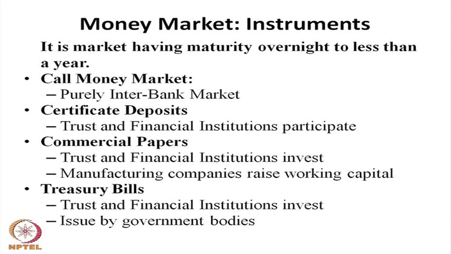So the money market instruments are: the call money market, overnight to 14 days; the certificate deposit market, 7 days to 1 year; the commercial paper market, generally 1 year; and treasury bills, available from 14 days to 364 days. It is also a 14 days to 1 year market.